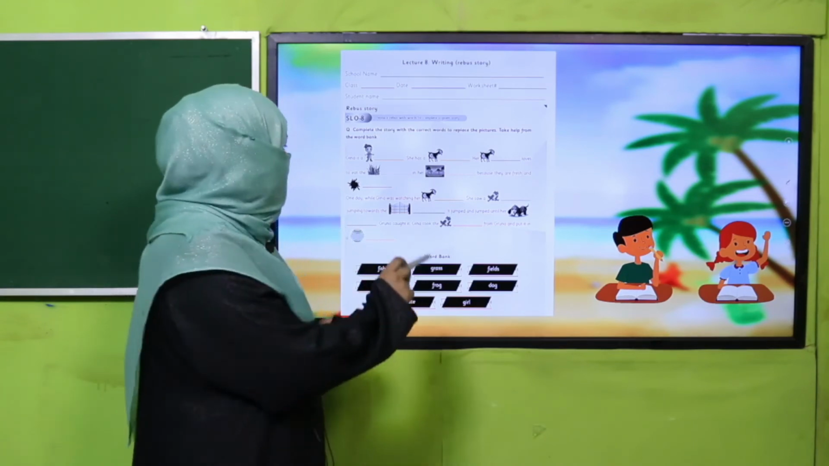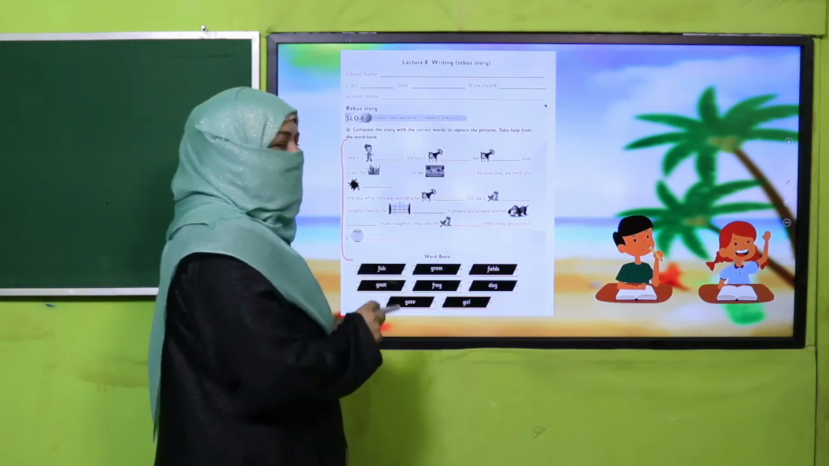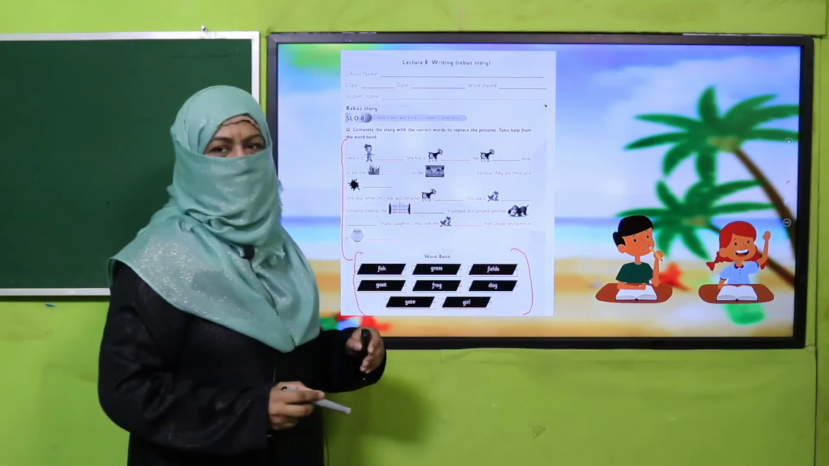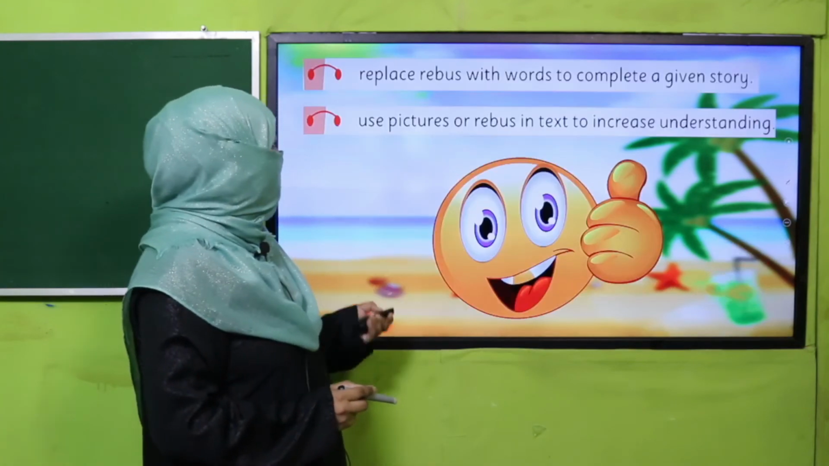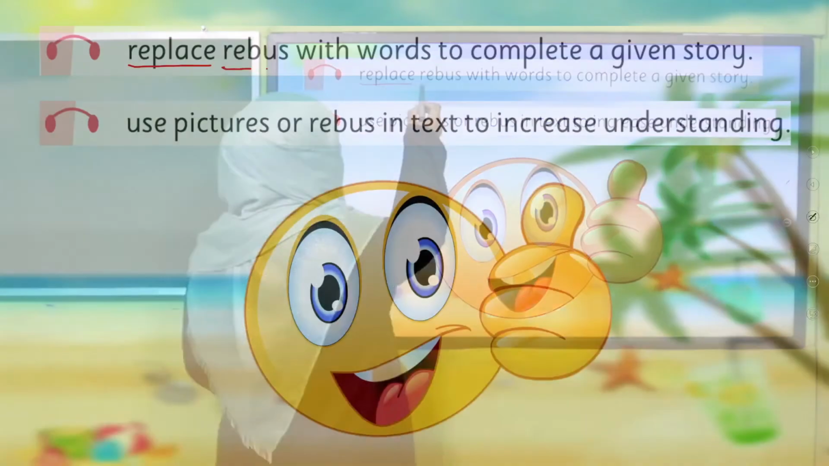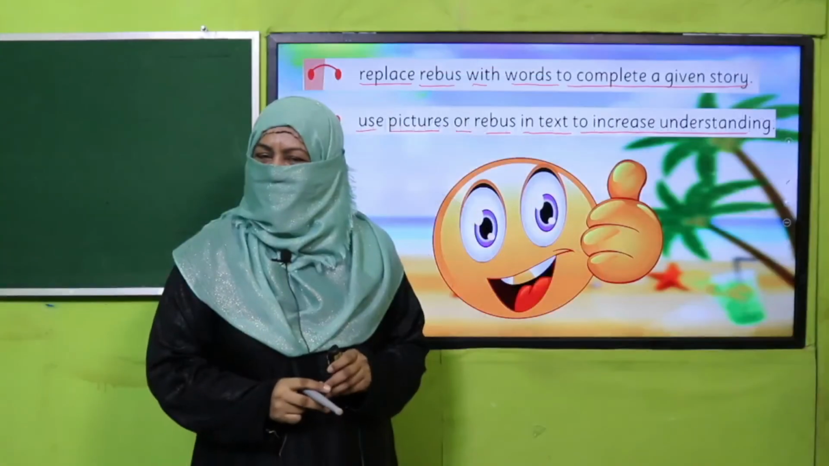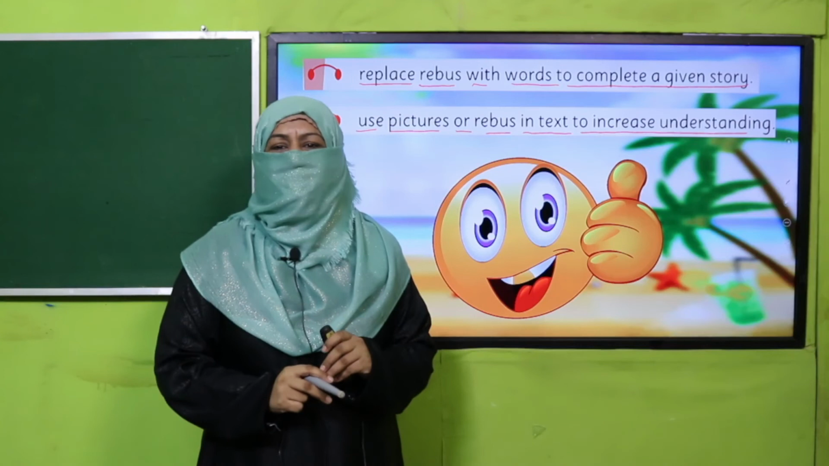And my dear children, this is another rebus story, and you know how to complete it. Word bank is given. You may take help from it. Okay, so what we have learned today, we learned to replace rebus with words to complete a given story and use pictures or rebus in text to increase understanding. Are we done with it? Yes. So that's it for today, beta.